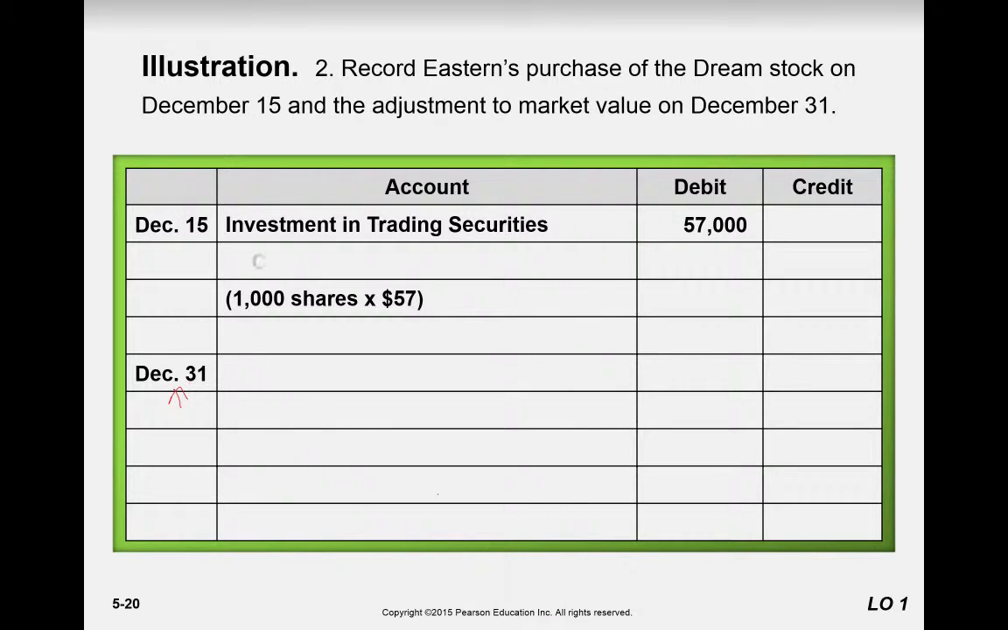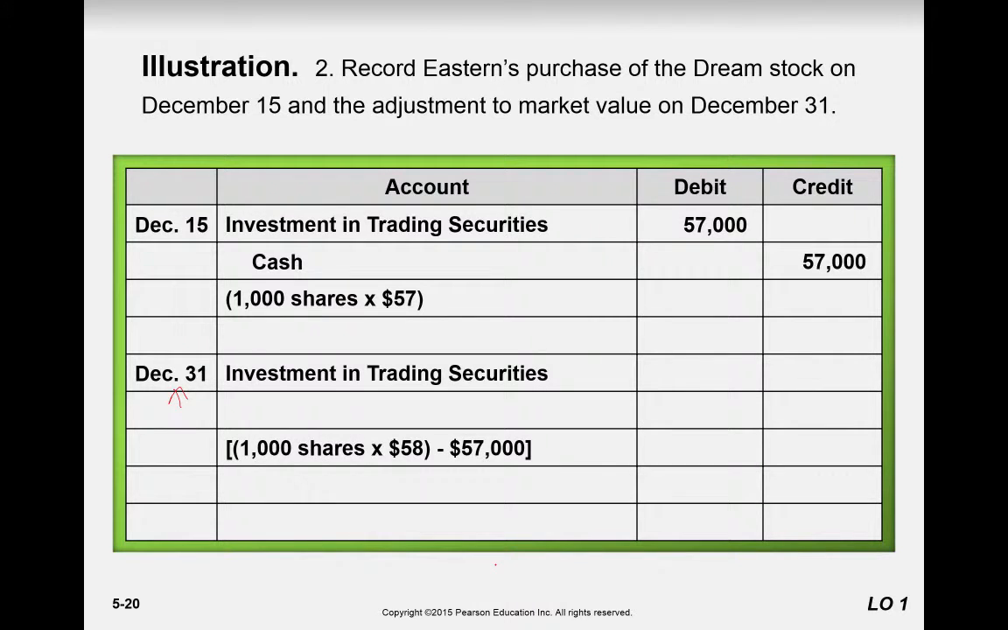But right now we bought it for 57,000, so cash is going down and we have an investment in trading securities. Then when we're adjusting it, it went up, right? So now we have $58. So we're going to multiply that. So basically this is 58,000 minus 57,000. So we have $1,000 that we need to increase. And since we did not sell it, it's an unrealized gain. And since it is on the trading security, this would be on our income statement.